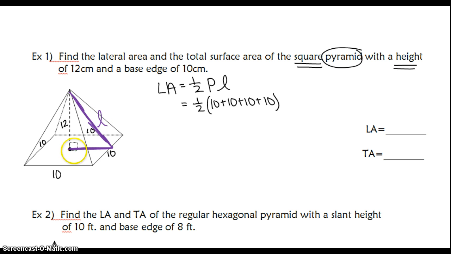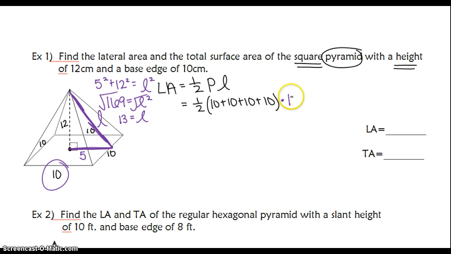Now we need to know what this little side of the triangle is. What do you think it'd be? Hopefully you're thinking 5. How'd I get 5? I cut the side in half. So if we do the Pythagorean theorem here, 5 squared plus 12 squared equals the slant height squared. We get 169 equals the slant height squared. Square root it, and we get a nice 13 here. So times 13. So again, we get 1/2 times 40 times 13, which ends up being 20 times 13, which gives us 260 centimeters squared.